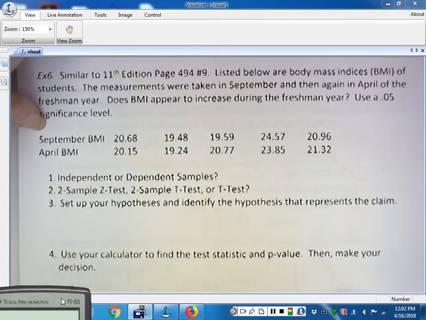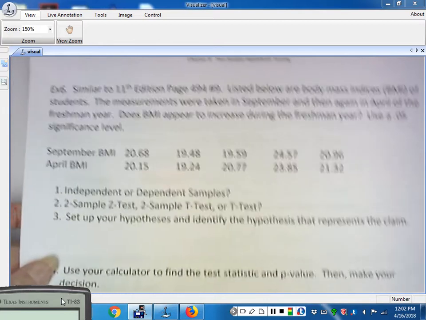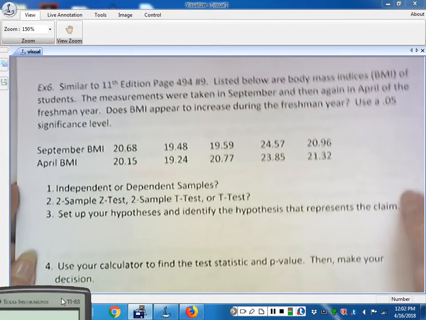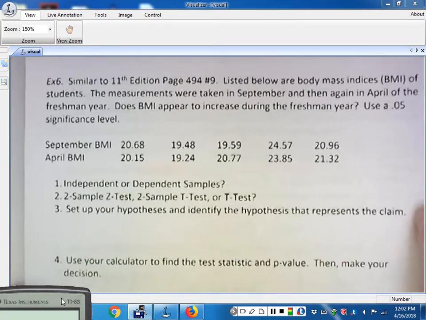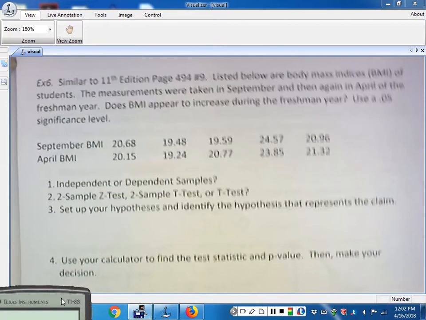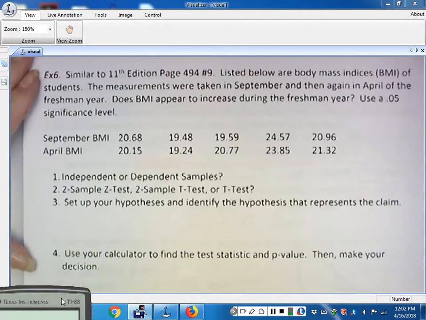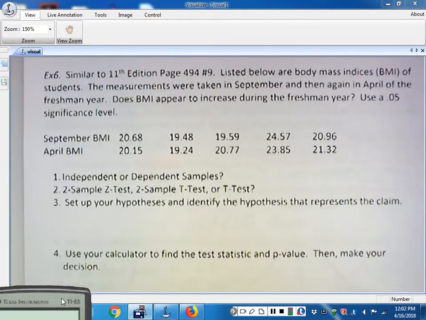And this one says, listed below are body mass indices, which are called BMIs. They're related to weight, but more than just weight. They're related to density. So these are the body mass indices of students, and the measurements are taken in September and then again in April of the freshman year. Does the BMI appear to increase during the freshman year? Use a .05 significance level.